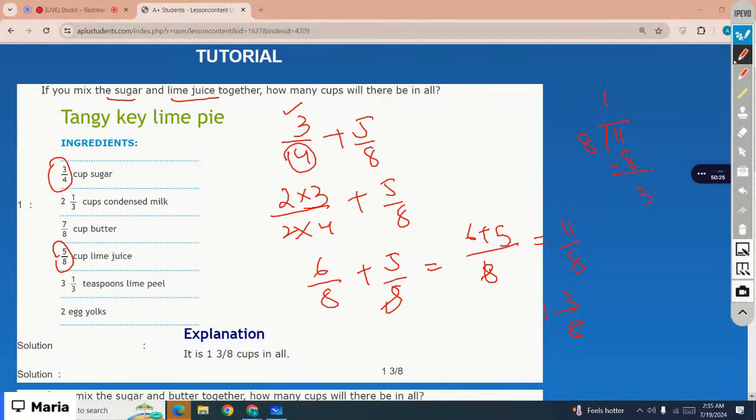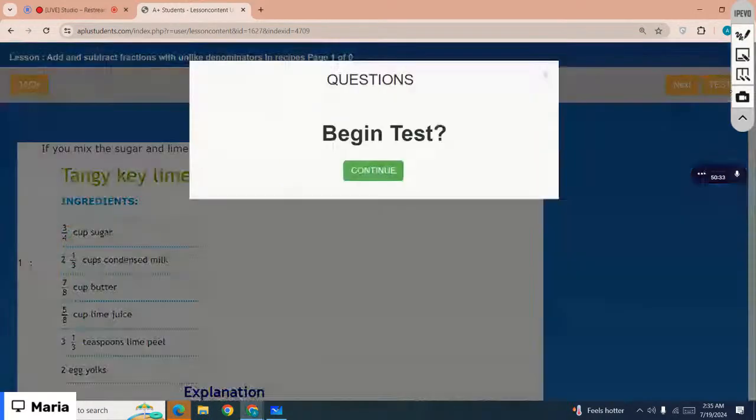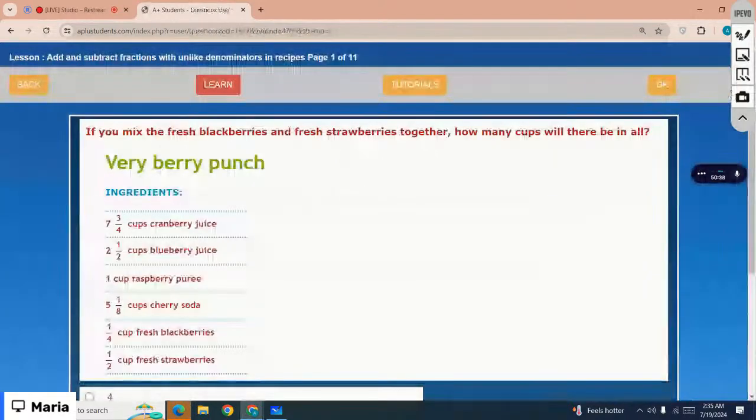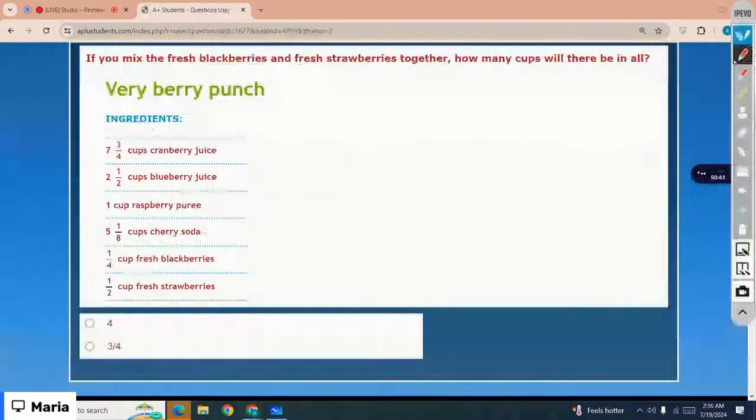The correct option is 1 whole 3 over 8. Okay, let's just start with the test questions. If you mix the fresh blackberries and fresh strawberries together, how many cups will there be in all? You have 1 by 4 cup of fresh blackberries and fresh strawberries are 1 by 2. So just add.